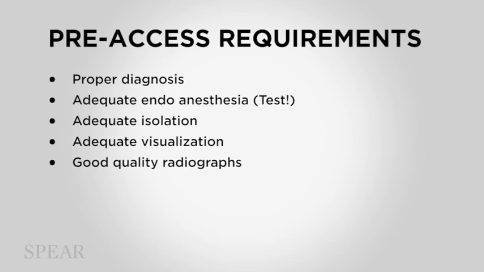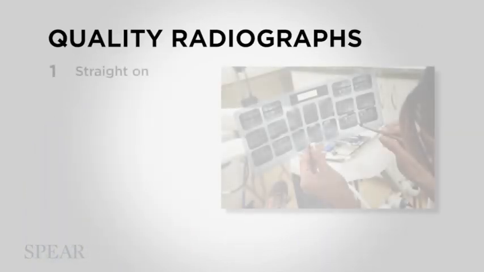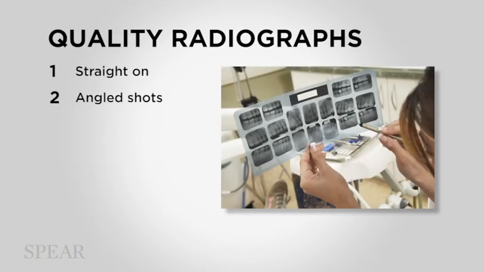And last but not least is good quality radiographs. And that cannot be underestimated, because most people take just one little periapical and they're ready to go. But not only for access, but also for diagnosis, you need to have basically 3 x-rays to start with. You have straight on, an angled shot, which is about 12 to 15 degrees angulated, either mesially or distally. And then last but not least is the bite wing. The bite wing is really critical for your access preparation. It gives you a much better sense of orientation.